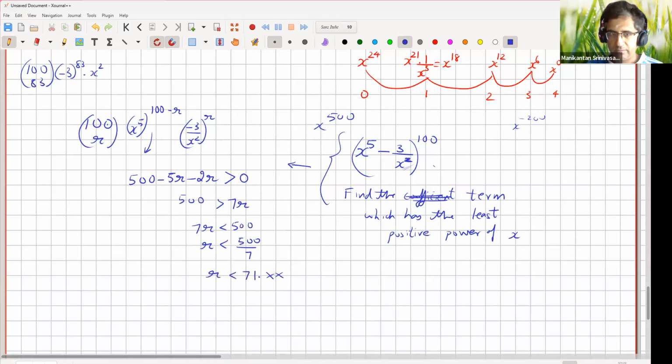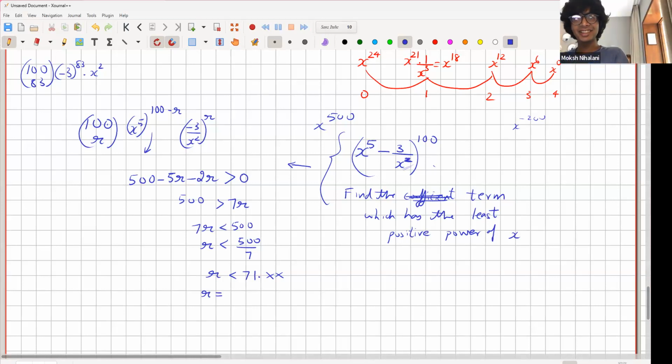But r is an integer. All of this binomial expansion, r varies from 0, 1, 2, 3, and all that, right? So the maximum r, when this will still be positive power, would be r equal to 71. Am I right? Did I do the division correctly, guys? Ek baar check karo. 7 sevens are 49. Wrong. Sorry? I got value for r is 83. Yeah. But can you check if I'm doing some silly mistake or you have done some silly mistake?